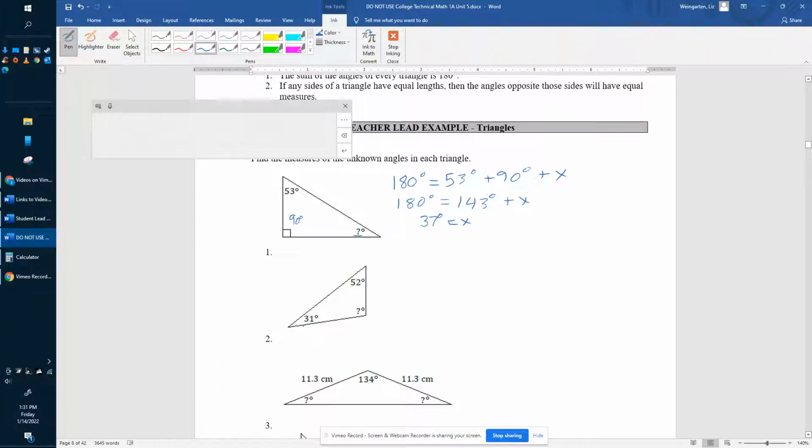How about this next one? Well, we know all of the angles have to add up to 180. So let's add what we know. We'll subtract 83 from both sides and we get 97 degrees as our missing angle.